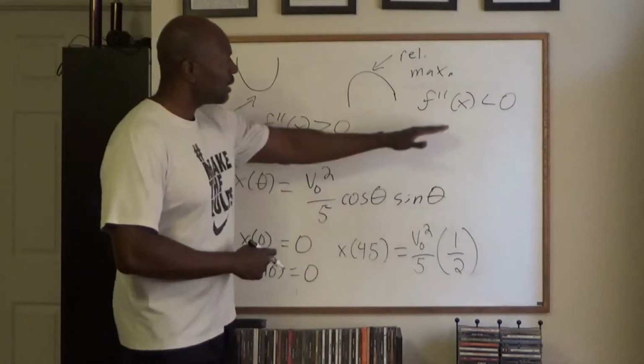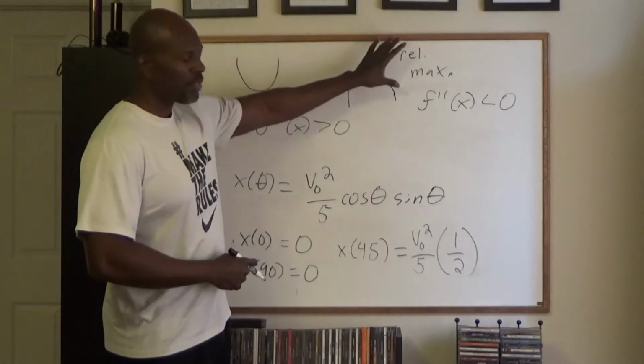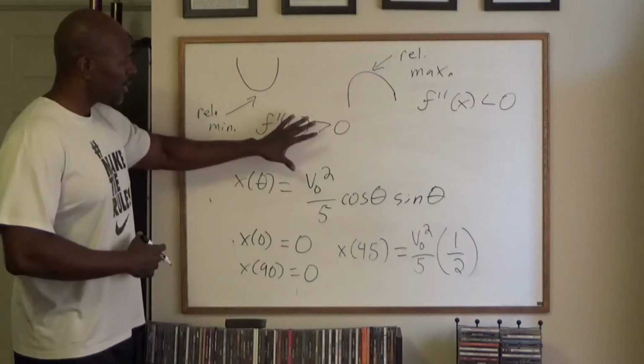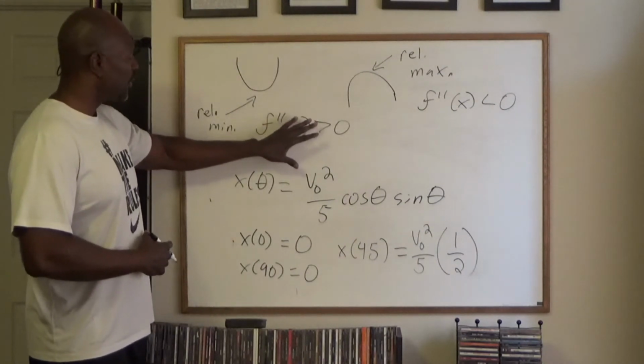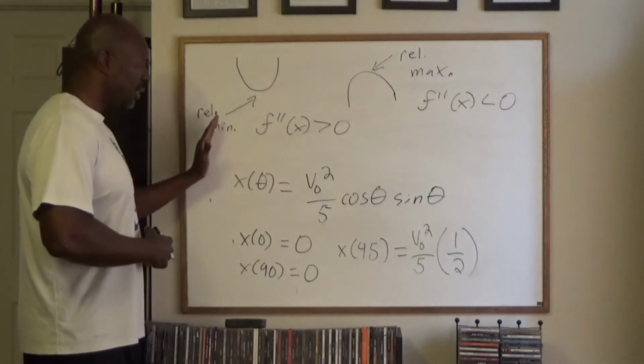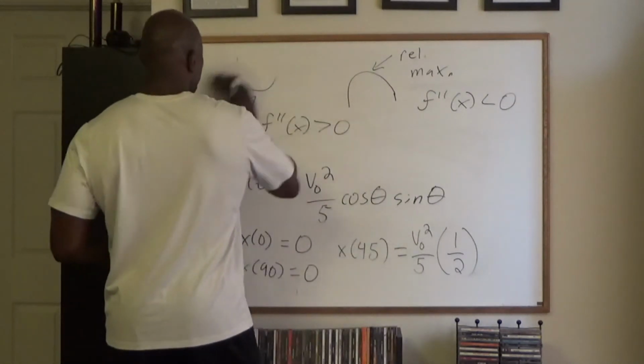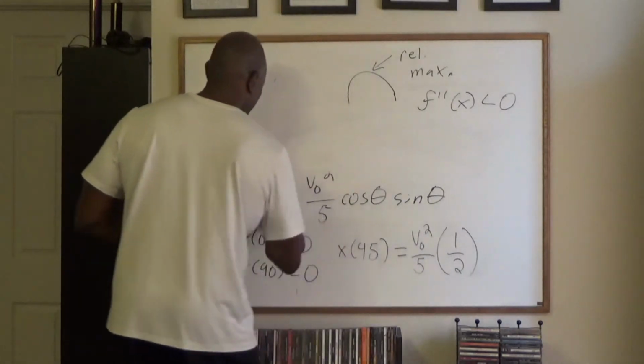If I get a negative number, that confirms that 45 was a max. If I get a positive number, that's telling me that 45 is actually a relative min, and I got to go back to the drawing board. So let's see what happens.